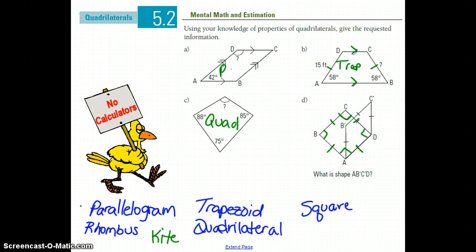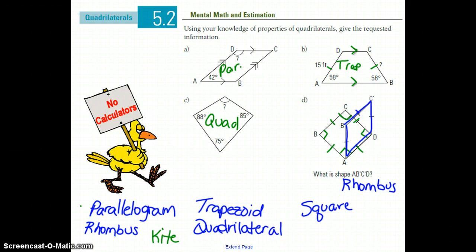This one would be a parallelogram. And our last one here, we're looking at this next shape. We notice that it has all the side lengths that are the same, and it has parallel lines. So this would be a rhombus.